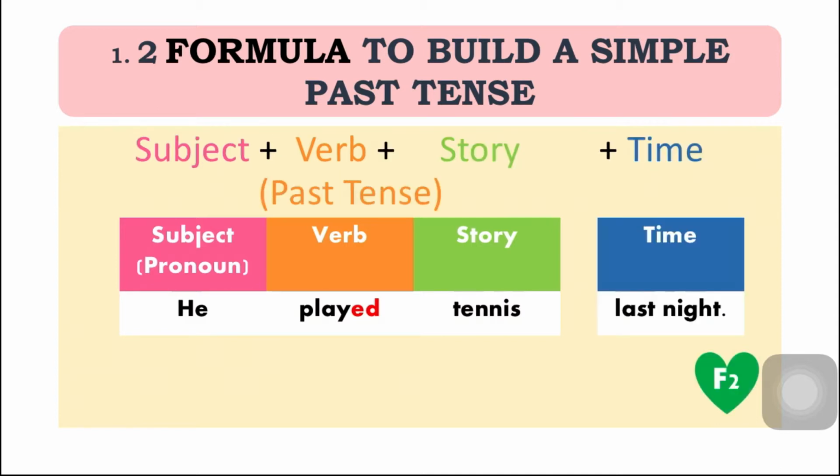Proceeding to the second one, we need to add time to the simple past tense. For example, he played tennis last night. By writing last night, the simple past tense will become clearer as you have a time frame to tell about your tenses.